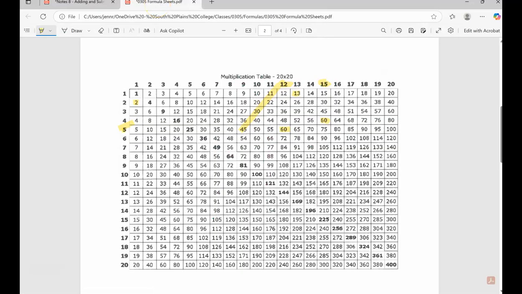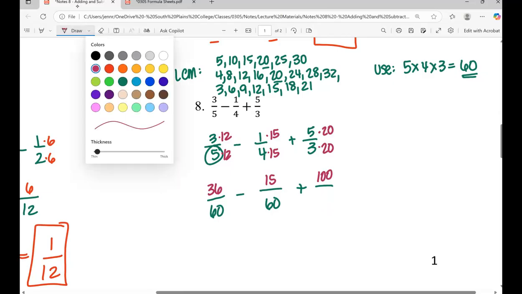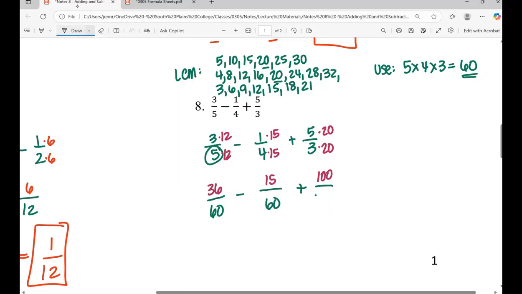Last but not least, my 3 row. Here's my 60. Sorry, my computer keeps jumping. It means I need to multiply by 20 to get my common denominator. 5 times 20 is 100 over, y'all, over common denominator of 60.